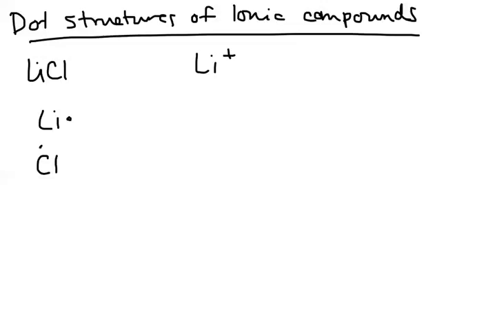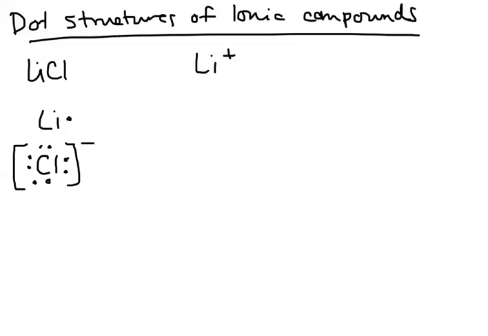Cl starts out with 7 electrons. What does it want? It gains 1, so now you have a full octet, but now you have 1 more electron than you have protons, so it's going to have a minus charge and brackets. Does everybody see how I did that?